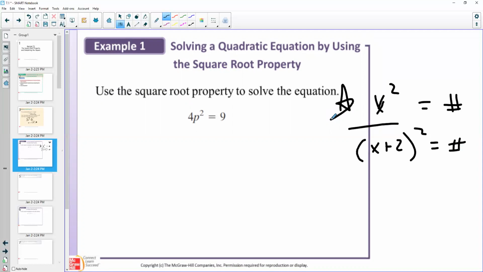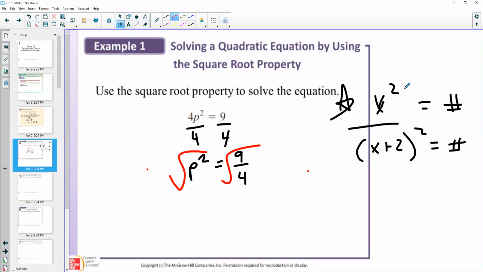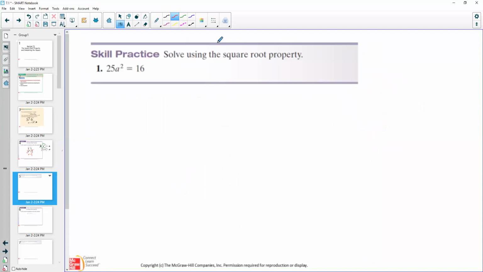So this problem we can take and divide both sides by 4. And I get p squared equals 9 over 4. Well, now I have this perfect situation. I have the squared on one side and just numbers on the other. So I'm going to take the square root of both sides. I don't want to take the square root of a whole bunch of stuff on the left. That's just miserable. So I want to just get my variable. And then the square root of 9 over 4 is the same as plus or minus 3 over 2. And we're done.